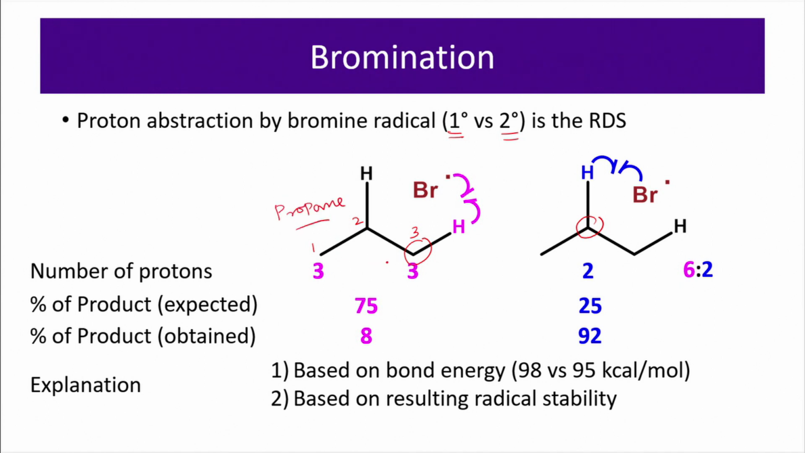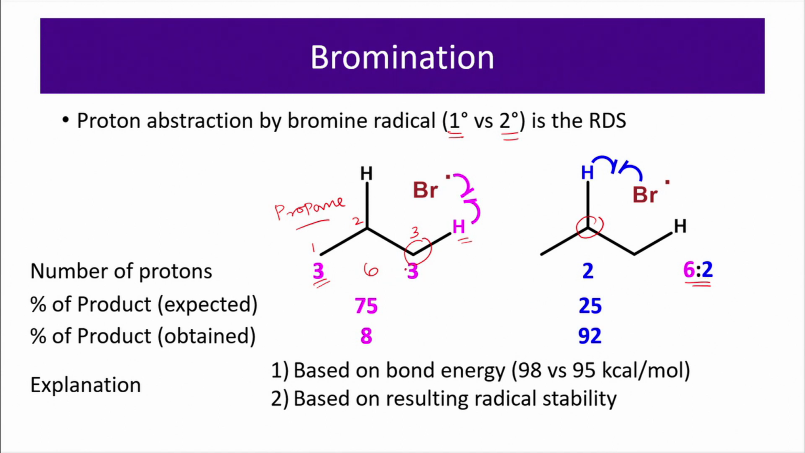So, in the case of the propane molecule, we have 2 terminal carbons. So, that means 3 hydrogens on this carbon, 3 hydrogens on this carbon. So, in total we have 6 hydrogens on the terminal carbons, and there is only one CH2, that is the central carbon. So, we have 2 hydrogens here. So, that means 6 hydrogens on the terminal and 2 hydrogens on the internal. So, the ratio is 6:2.